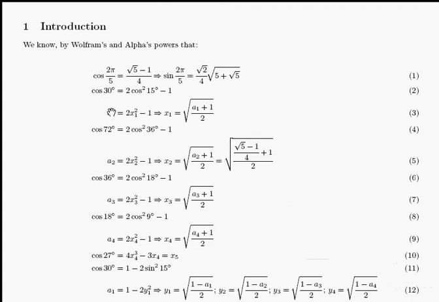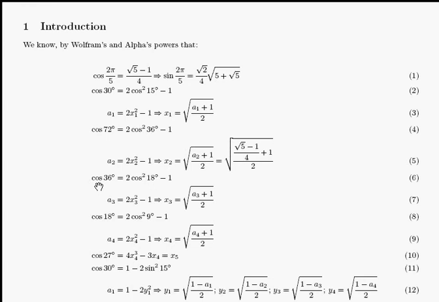Who is cosine of 30? a1. It is 2 times cosine squared of 15, x1, minus 1. So we isolate x1. It is the square root of (a1 plus 1) over 2. Another goes similarly. The cosine of 72 is 2 times the cosine of 36 minus 1. Who is a2? Who is x2? The cosine of 36 is (square root of 5 minus 1) over 4 plus 1 over 2.